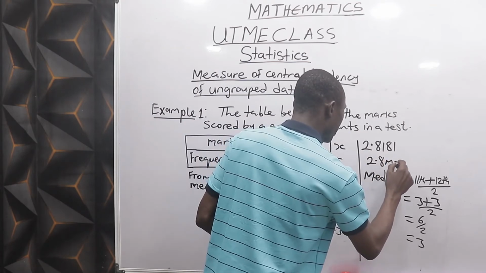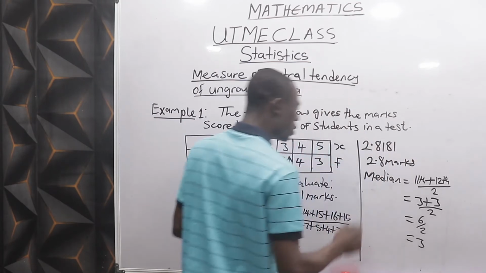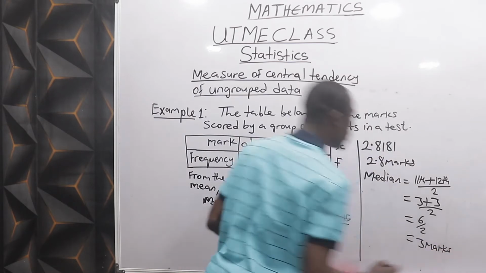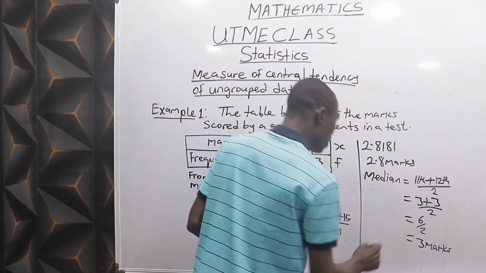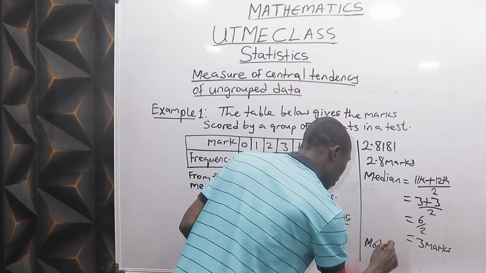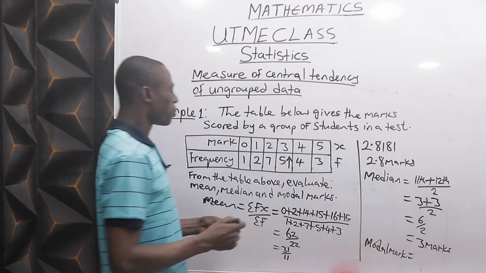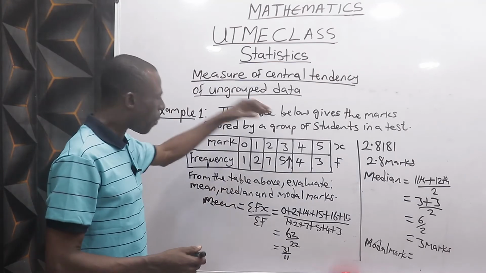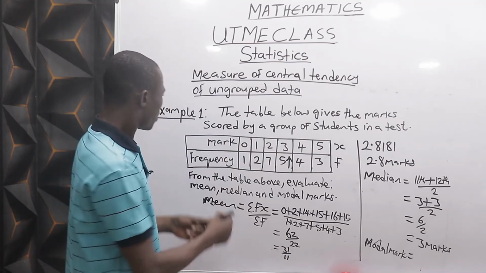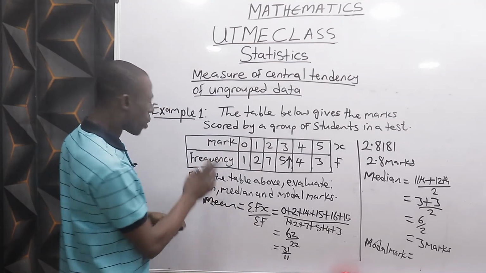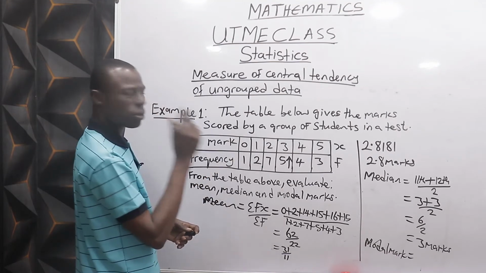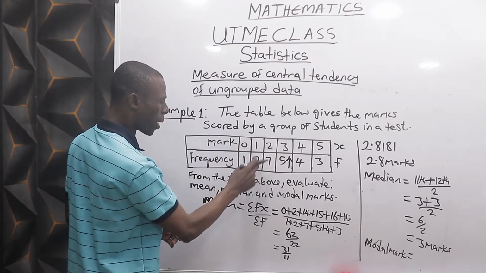2.8 marks is the unit. This is 3 marks. Now for mode, don't forget our modal mark will be equal to the mark that appears most in frequency. Which mark appears most here? 0 appears only once. 1 mark appears twice.